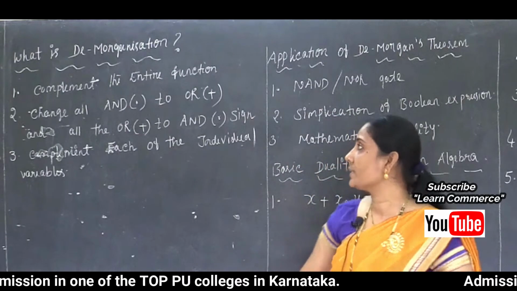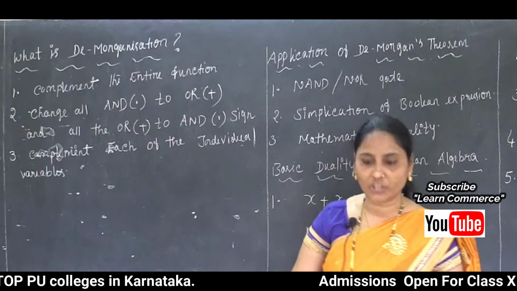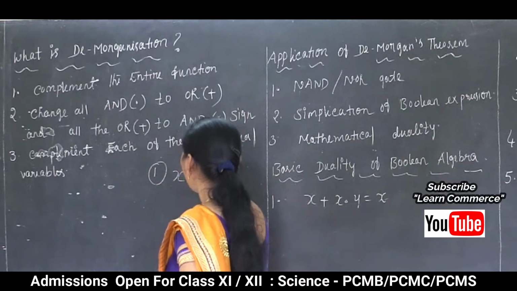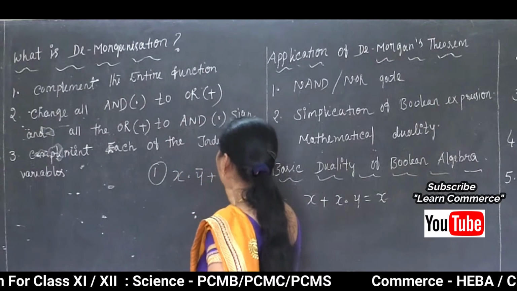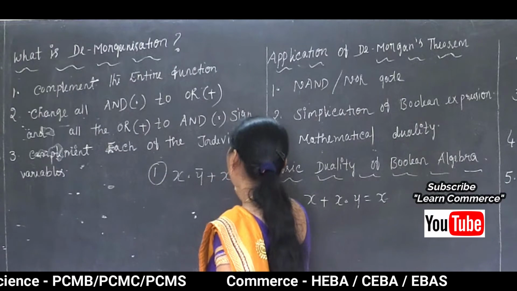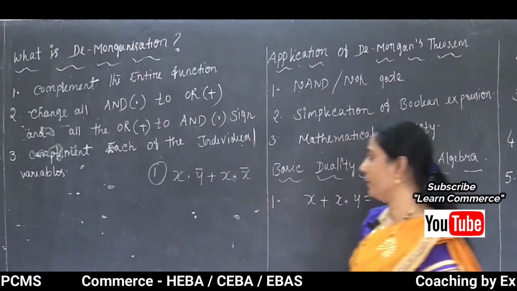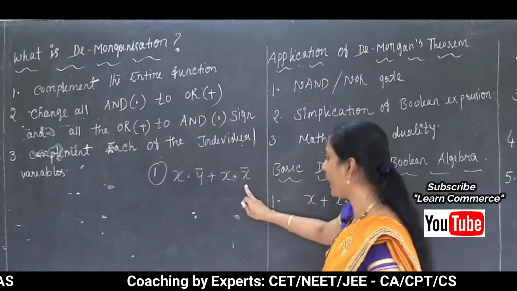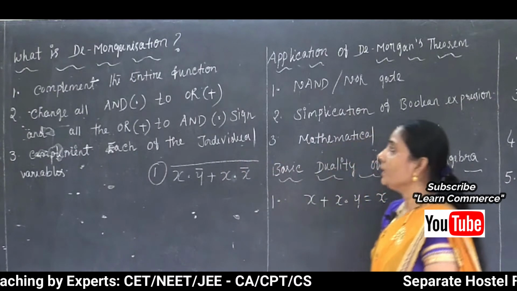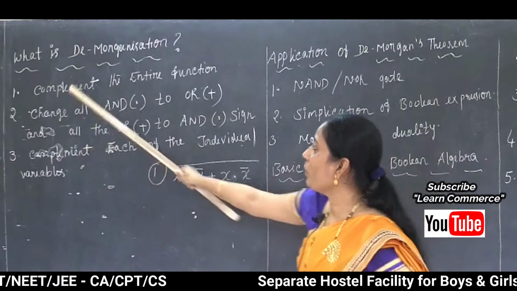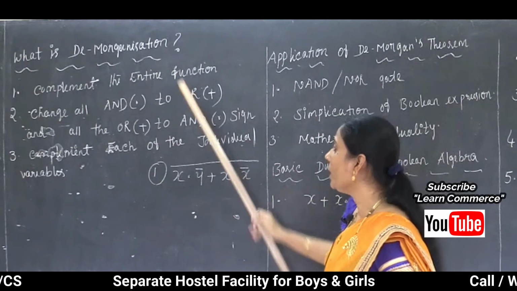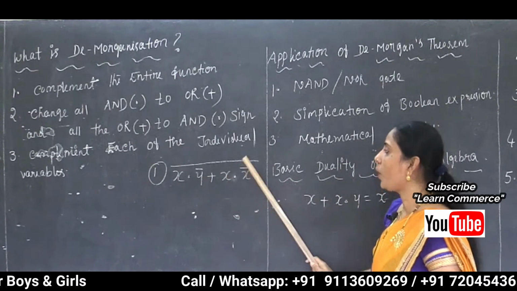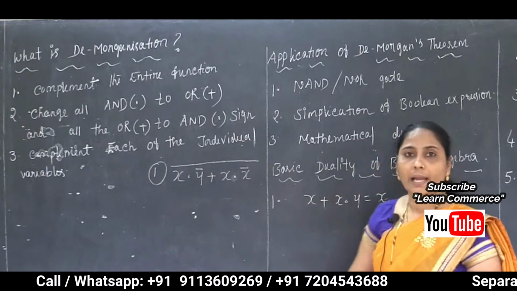The first step is to complement the entire function. Clear this point? Complement the entire function. For example, x and complement of y plus x and complement of x, that means the whole complement. That means our first point is to complement the entire function.